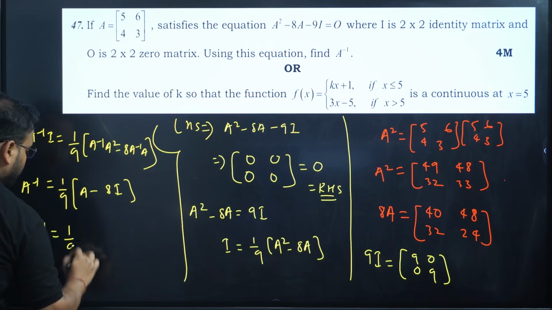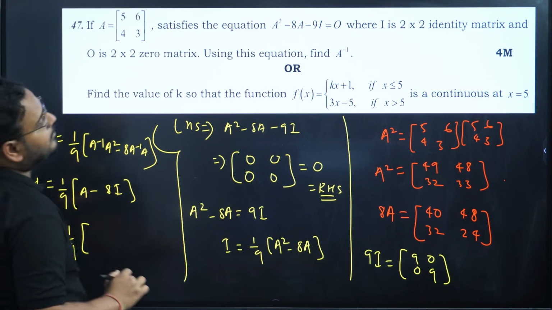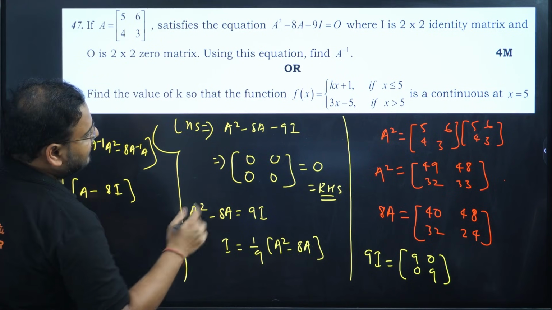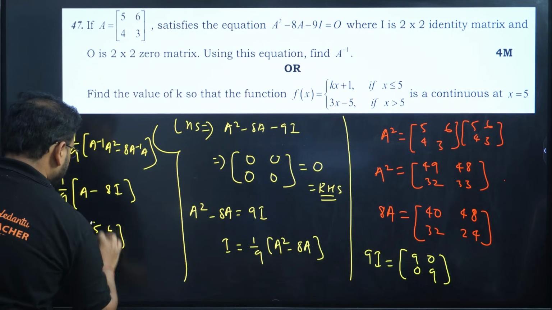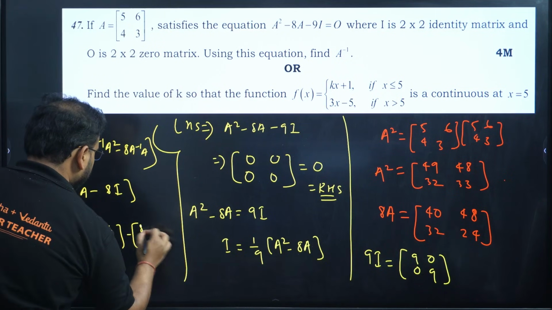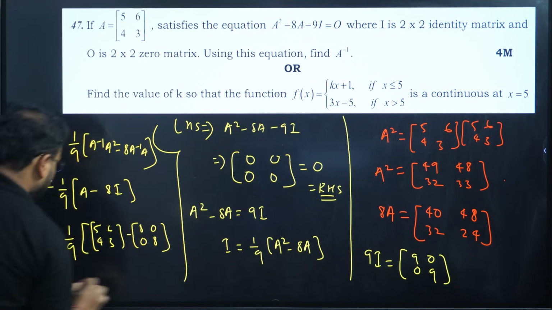Check here, 1 by 9. What is the value of A now? Value of A is going to be [5, 6; 4, 3], and minus [8, 0; 0, 8]. Final answer, you check for A inverse.